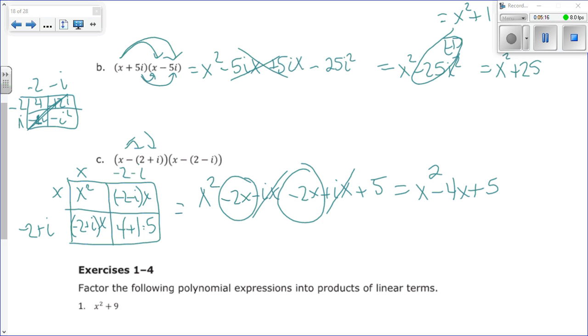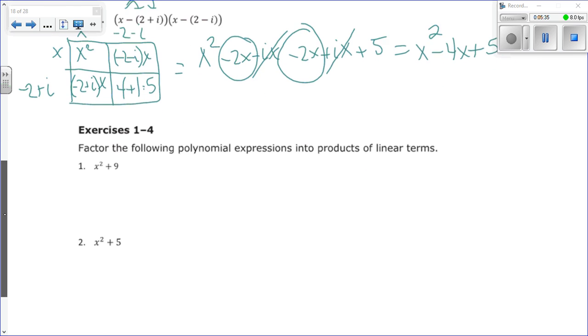If you're wondering how I got this negative 2x minus ix, I just distributed my x through here. And if you're wondering where I got the plus 1 from, again, i squared is negative 1 times the negative here, which gave me plus 1. So, moving on.